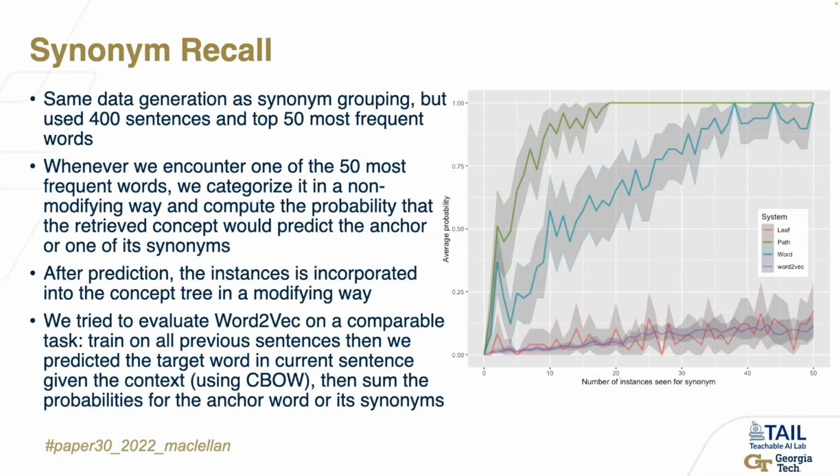You know, it's just using the words directly. It doesn't have any kind of intermediate representation of the words. And then the leaf system and the word-to-vec system actually do the worst, and they have similar performance. And those are the two that are shown at the bottom here.